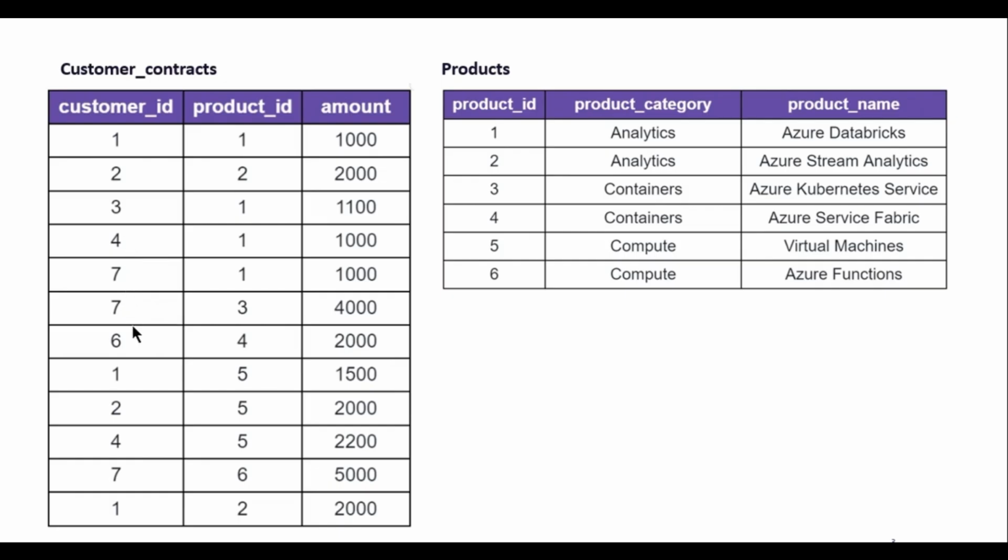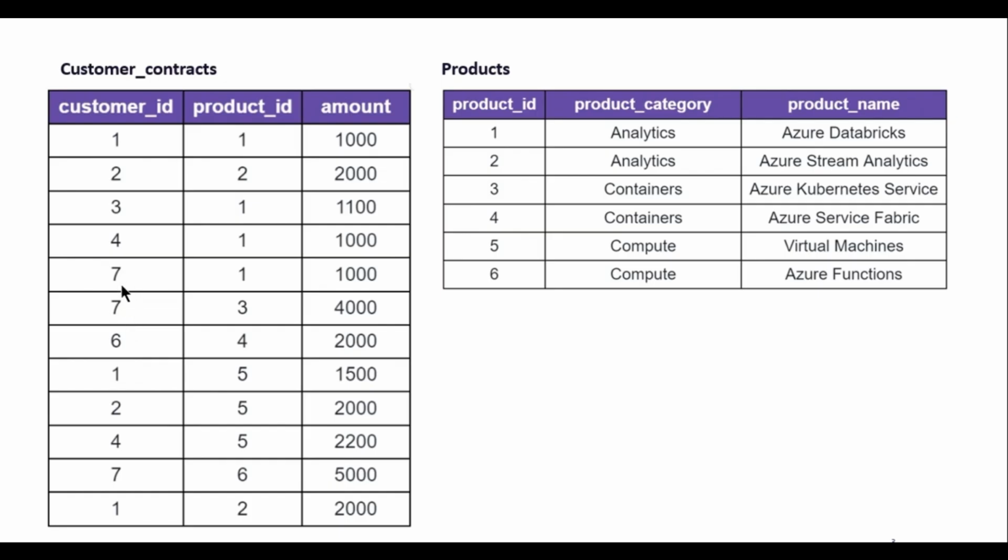Similarly, if we go to customer ID 6, 5 is not present here. So if we go to customer ID 6, there is only one transaction made by customer ID 6. So again, this will also not come in our output.